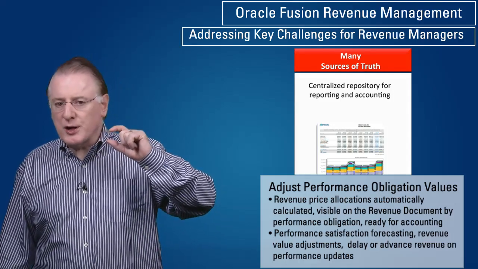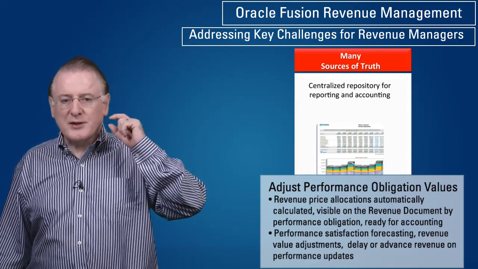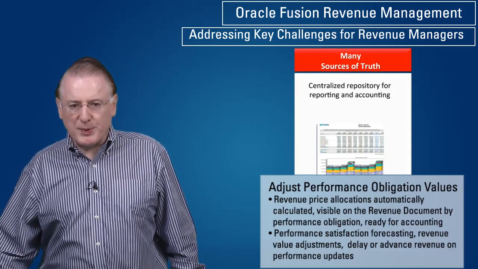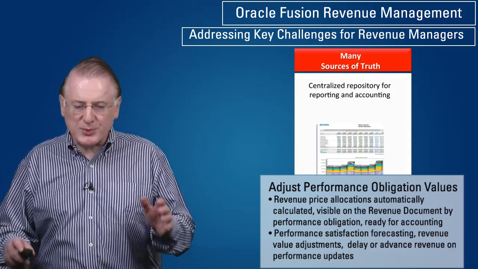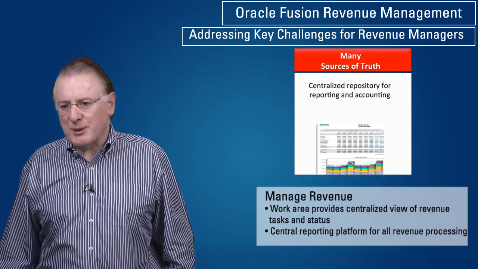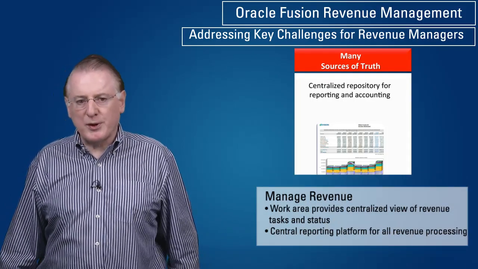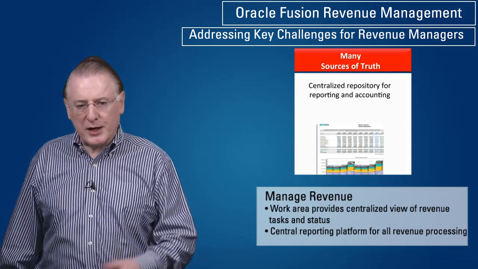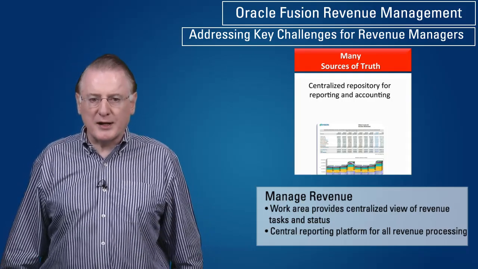Adjusting everything is talking about when the sales price changes, either at the transaction level or on the SSP level. We can do the appropriate adjustments, and we manage revenue. That's having a look at your performance obligation and asking, why hasn't that one been recognized yet? Let's get billing out there and drive the recognition of it.